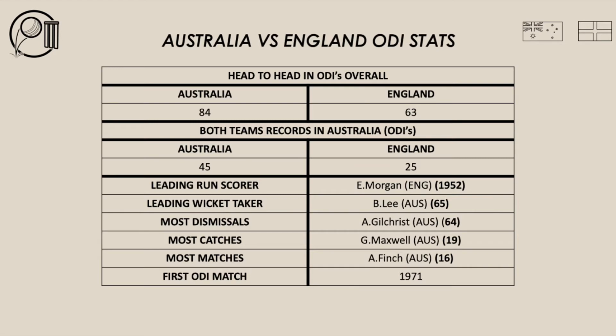Leading run scorer, Morgan, with 1,952 runs. Leading wicket-taker, Lee, with 65. Most dismissals, Gilchrist, with 64. Most catches, Maxwell, with 19. Most matches, Finch with 16, and the first ODI match between Australia and England was back in 1971.